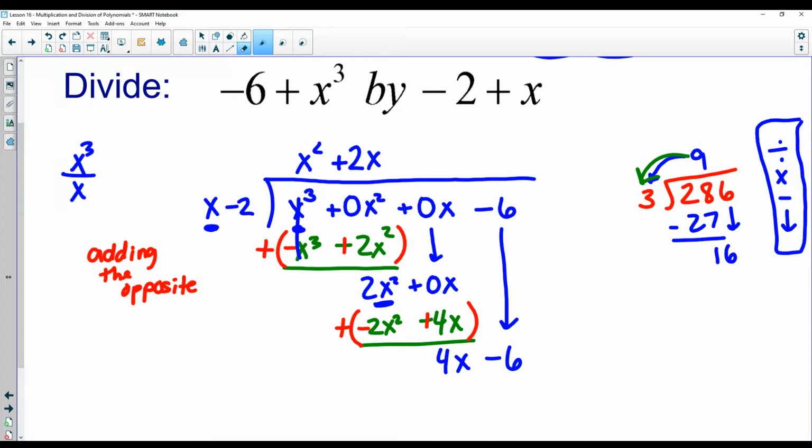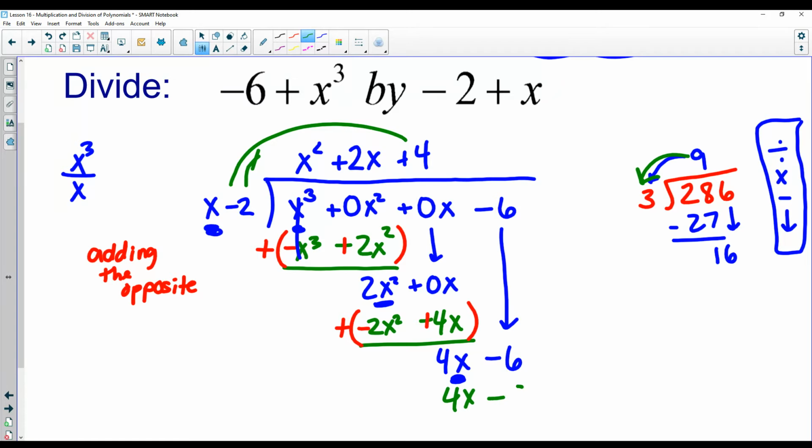All right, what's doing the dividing? Just the x into what? Just the first term of what's been brought down. All right, so x goes into 4x how many times? 4. Okay, next up is multiply. Multiply both. So 4 times x, 4x, 4 times negative 2, negative 8.